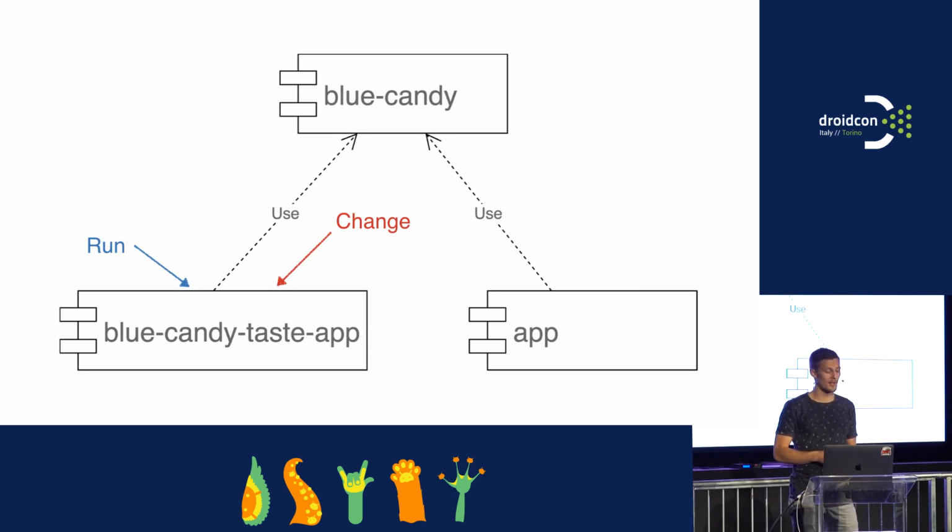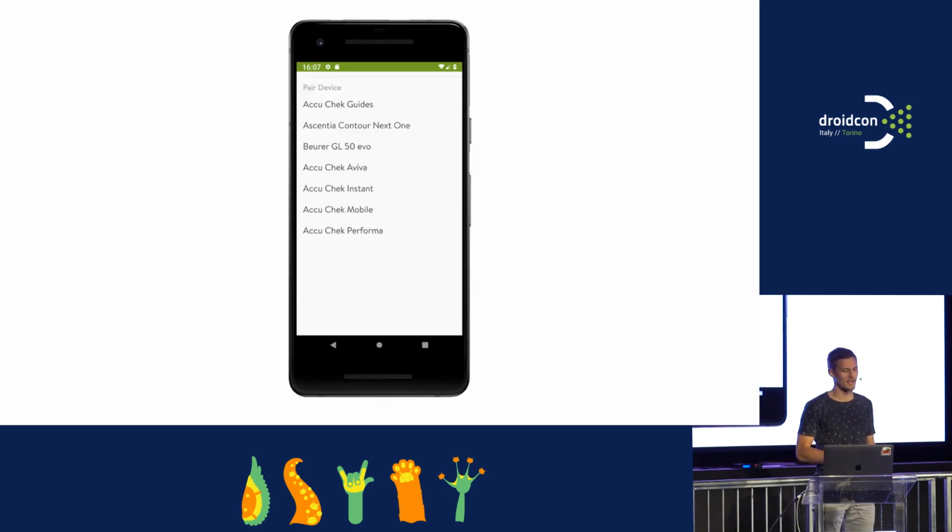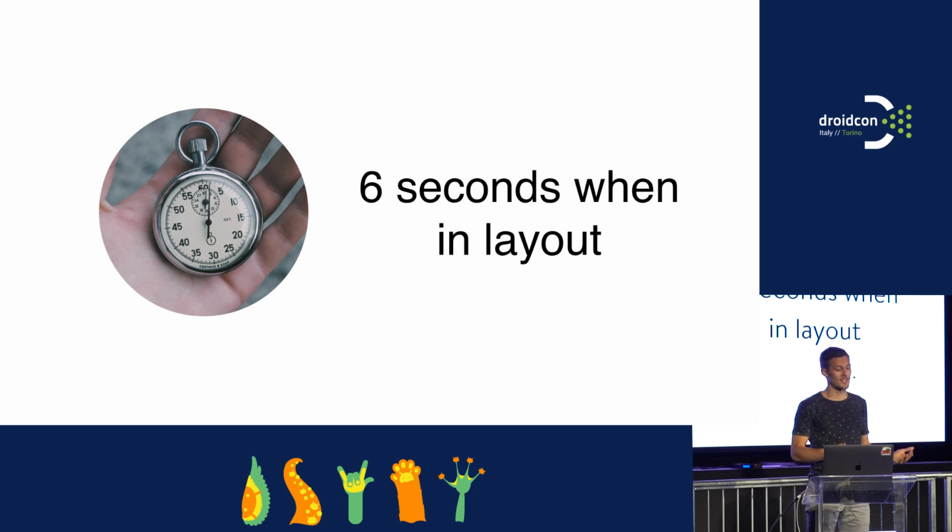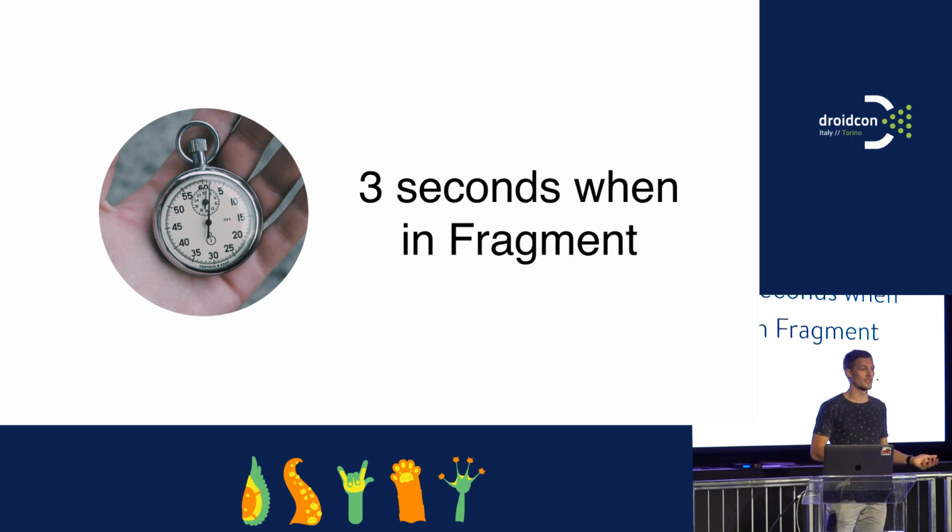But if I do the same thing in the Blue Candy taste app, which is actually pretty small and has almost nothing, you also see that we don't have all the fancy design there. And I do the same change there. It just takes me 6 seconds when I do it in the layout and 3 seconds in the fragment. Again, this really helps me to iterate way faster than if I compile the whole app.